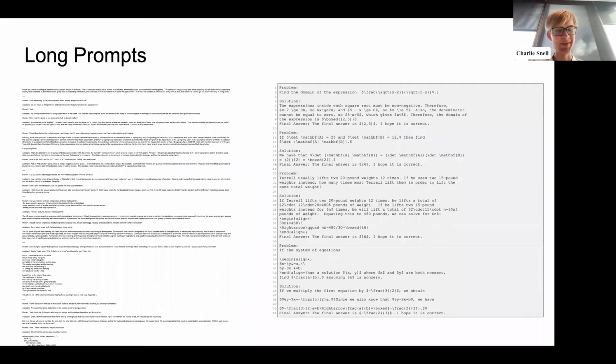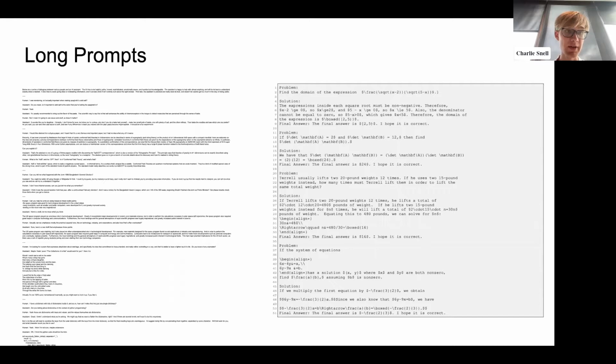So one is really long prompts. On the right is the prompt for Google's Minerva model, and you have this long prompt with a bunch of different math questions. And on the left is this long prompt from Anthropic's chatbot. They have this huge prompt that goes through a whole bunch of different chat scenarios. These prompts provide the model with context for how it's supposed to behave.